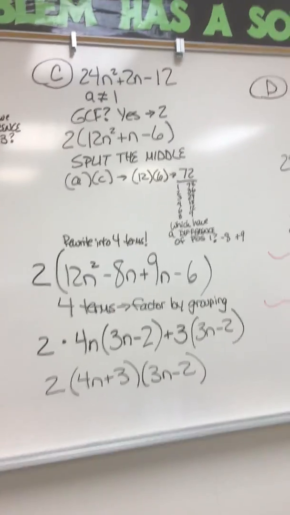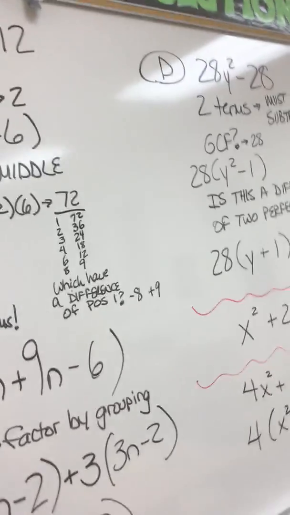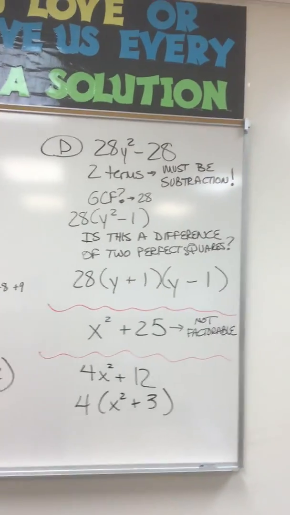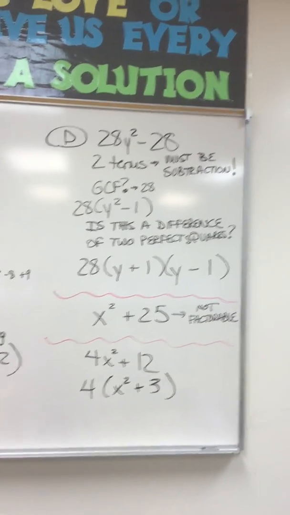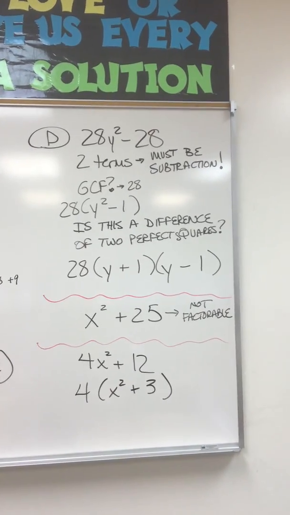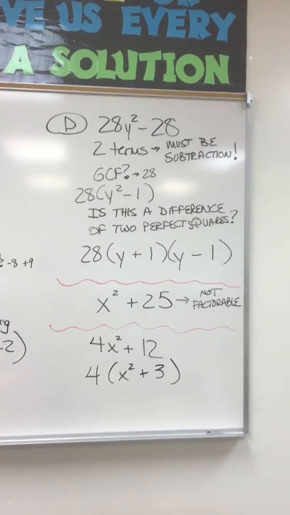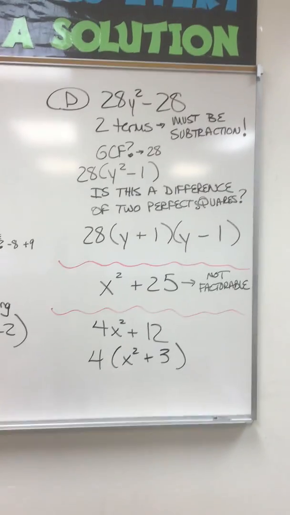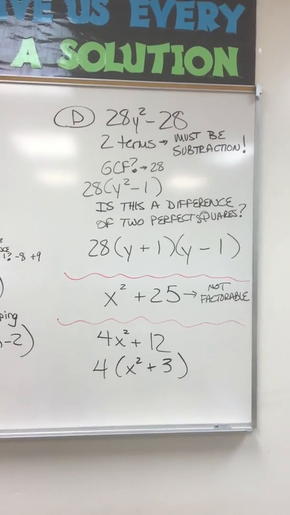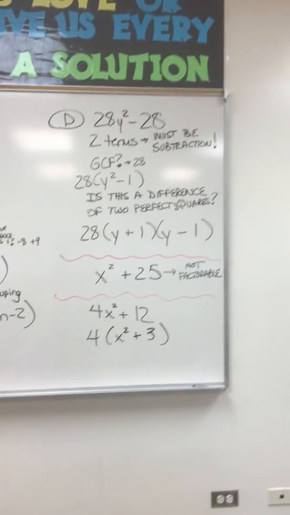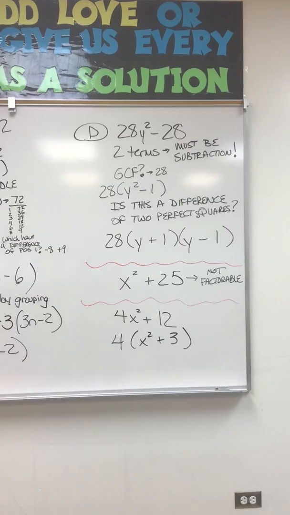Our last example is from section 8-9, and these are called special cases. And the special cases I want you to watch for are whenever there are 2 terms, okay? So if I have 2 terms and I want to factor it into 2 binomials, there has to be subtraction between those 2 terms, first of all. I can't even consider making 2 binomials if it's not subtraction, okay?